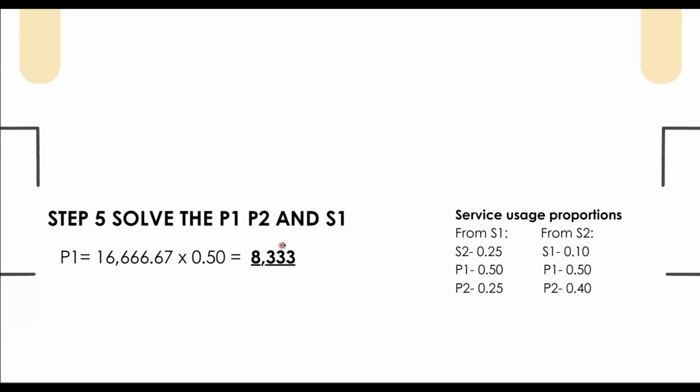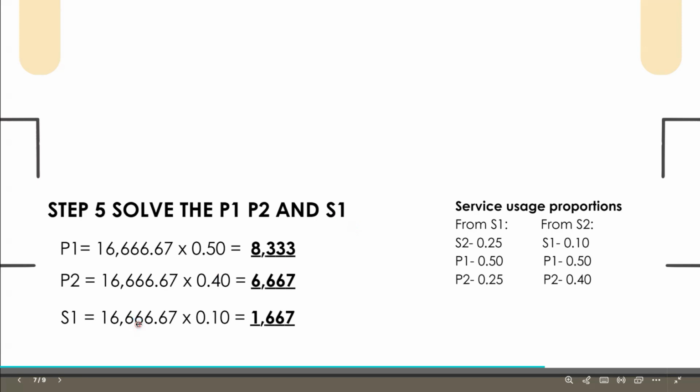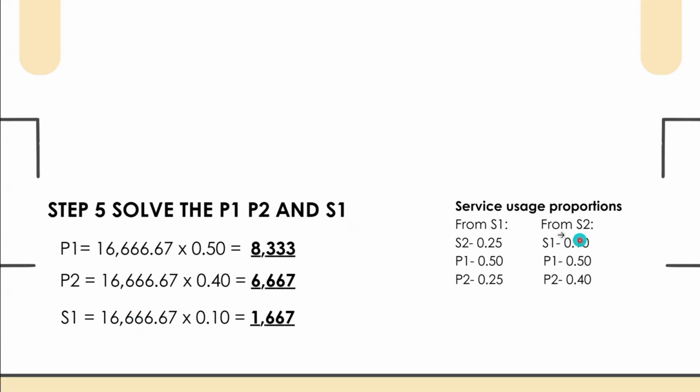Next, we do the same thing on P2. 16,666.67, we times it by the service usage proportion, which is 0.4, is equal to 6,667. On S1, we do the same thing again. 16,666.67 times the service usage proportion of 0.10 is equal to 1,667.